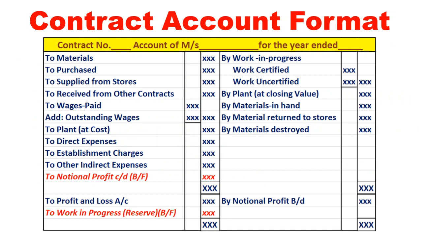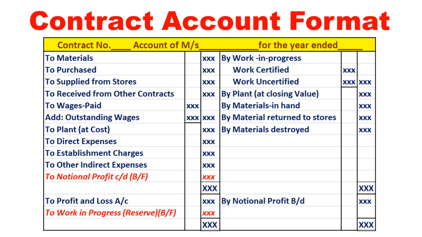So this is the format of contract account. It is a similar account like profit and loss account or any nominal account, wherein we write all the expenses on the debit side, all the revenues on the credit side. So on the debit side, you find materials purchased, supplies from store, received from other contracts, wages paid, then outstanding wages will be added, plant at cost, direct expenses. Sometimes we take depreciation of plant even while working out the problems. I will explain that. Establishment charges, other indirect expenses.